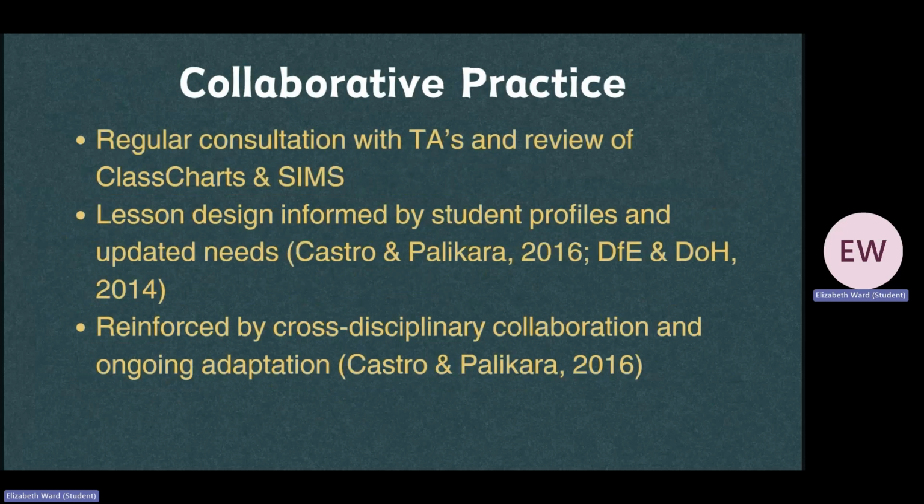My approach was shaped by collaborative planning. Castro and Palacara stressed the importance of cross-disciplinary teamwork in SEND practice. I regularly consulted students' profiles via Class Charts and SIMS, spoke with TAs when available, and updated interventions based on evolving needs. These adaptations reflect the statutory guidance set out in the SEND Code of Practice, namely the requirement for quality first teaching and individually responsive provision.